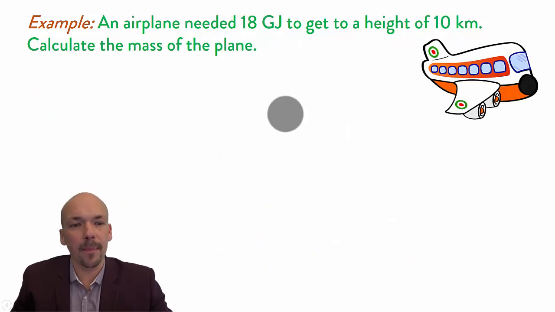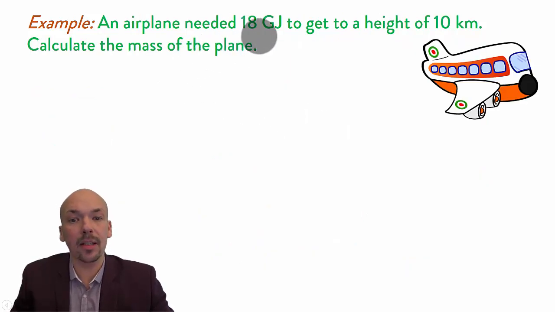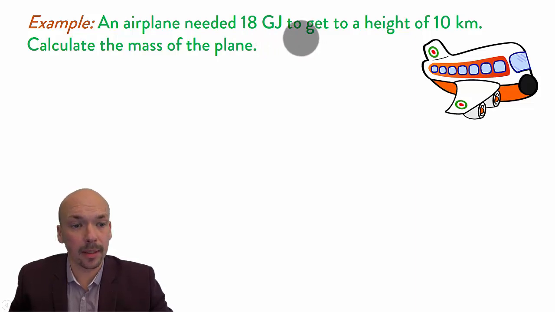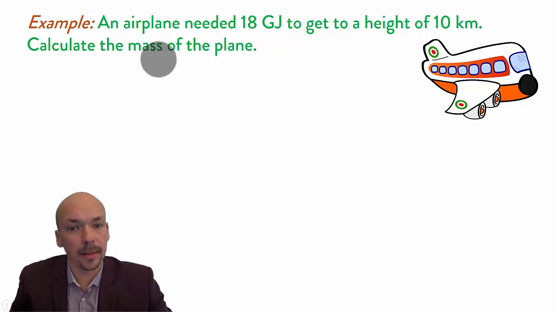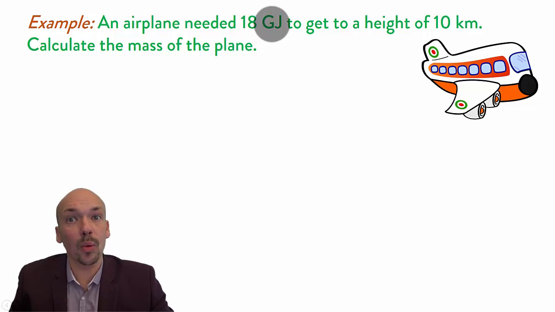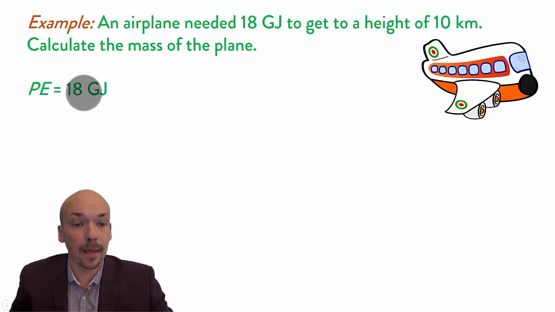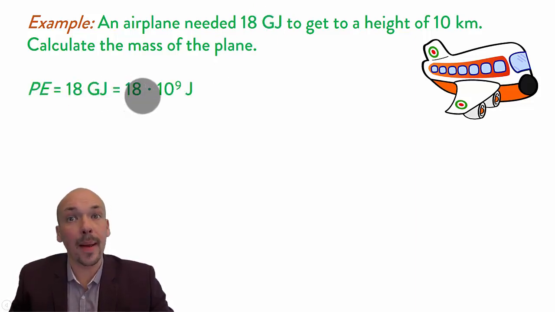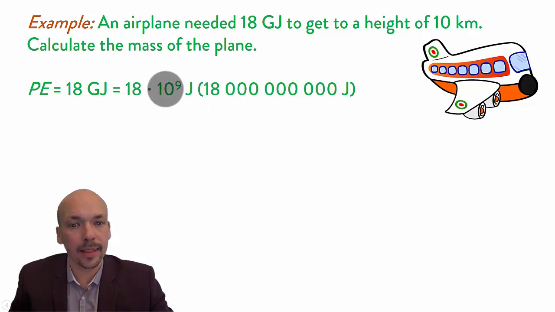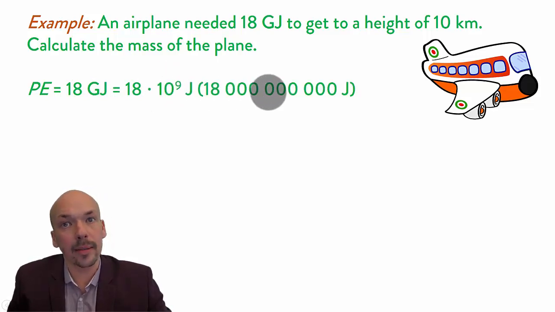And the final example. An airplane needed 18 gigajoules to get to a height of 10 kilometers. Calculate the mass of the plane. I don't know if you already had giga, but giga is 1 billion. So if you have 18 gigajoules, then it's 18 billion joules. You can write it like this, or with a lot of zeros, 9 to be exact.